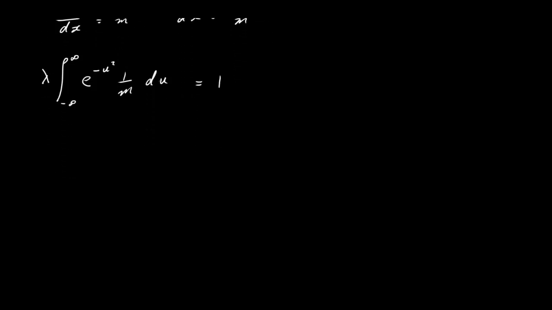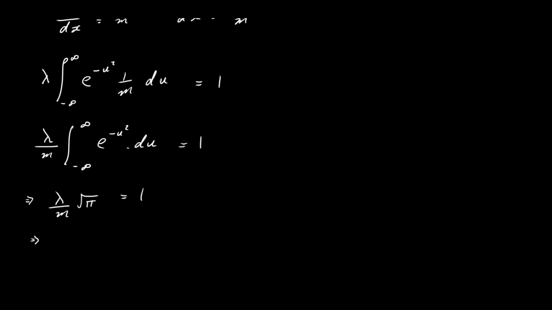Okay, so next step, let's take the 1 over m outside. That's a constant, so I have lambda over m times the integral from minus infinity to plus infinity of e to the power of minus u squared with respect to u, and that's equal to 1. This integral is a famous integral, and I have actually done that integral in a separate video. I think I've called it the Gaussian integral, so you can have a look at that if you like. I'm not going to go through it again here, but it's just going to be equal to the square root of pi. So what we end up with here then is lambda over m times the square root of pi, and that's equal to 1.